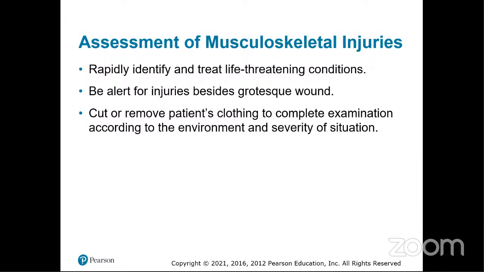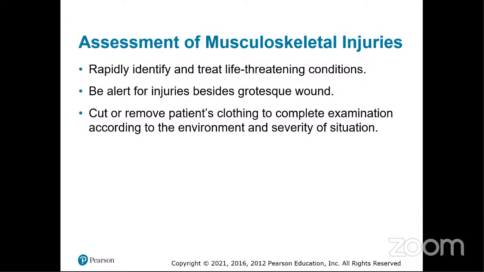Cut or remove the patient's clothing to complete the examination according to the environment and severity of the situation. So if we have somebody that we're pulling off the mountain with a musculoskeletal injury, when do we want to finish cutting those clothes off? Back of the rig. Yeah, we want to make sure they're warm. The other reason is privacy. An example: we're at the high school, an injured football player or basketball player. It's the same thing there, back of the rig, just for privacy.